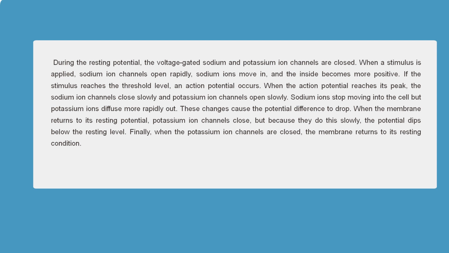When a stimulus is applied, sodium ion channels open rapidly, sodium ions move in, and the inside becomes more positive. If the stimulus reaches the threshold level, an action potential occurs. When the action potential reaches its peak, the sodium ion channels close slowly and potassium ion channels open slowly. Sodium ions stop moving into the cell, but potassium ions diffuse more rapidly out. These changes cause the potential difference to drop.